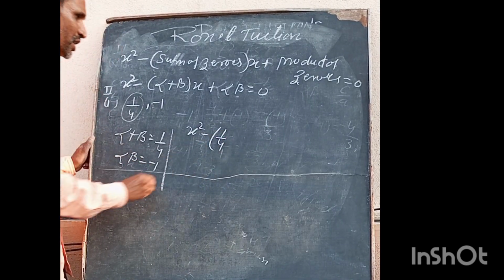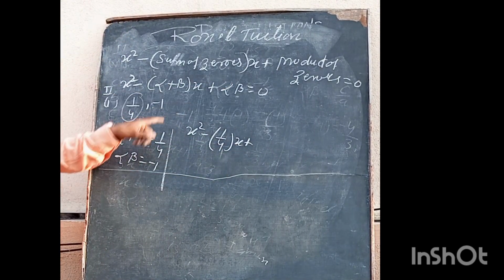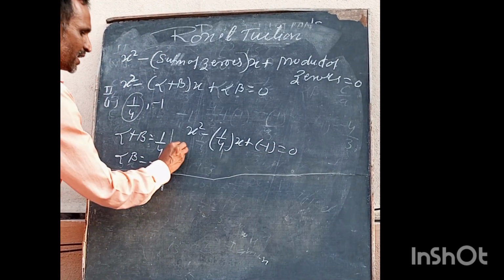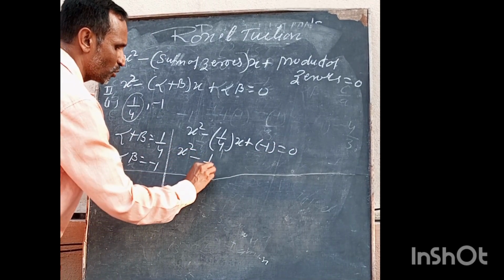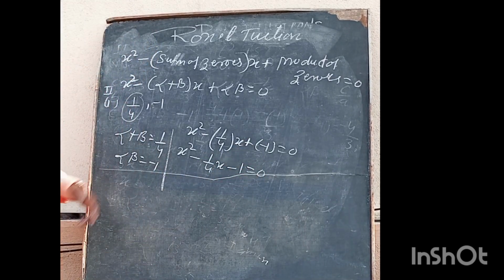Given: 1 by 4, writing x squared minus (sum of zeros) x plus alpha beta, the product of the zeros is given as minus 1. Minus 1 is equal to what? 0. Now written x squared minus 1 by 4 x plus minus 1 is equal to 0. This is the quadratic equation.